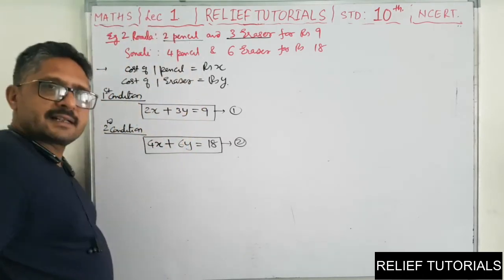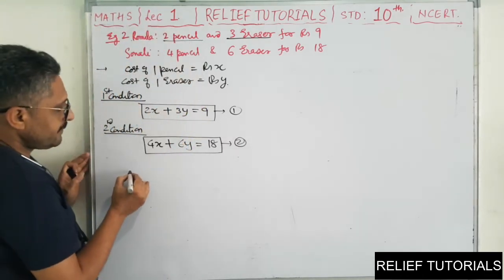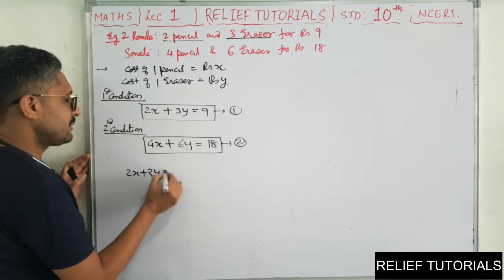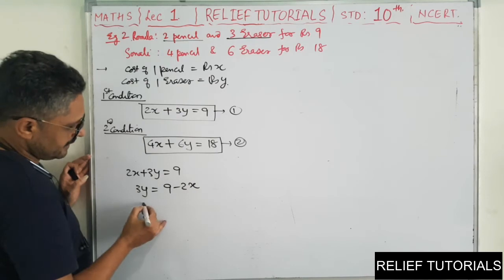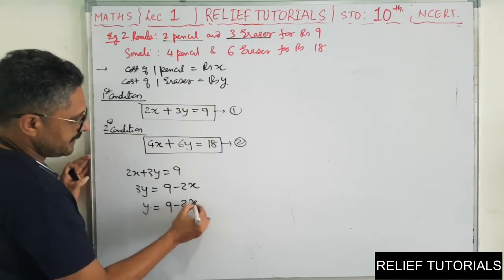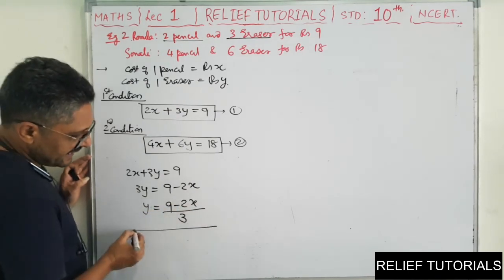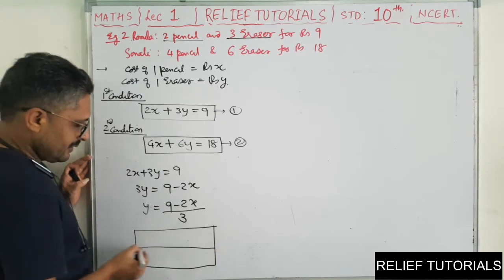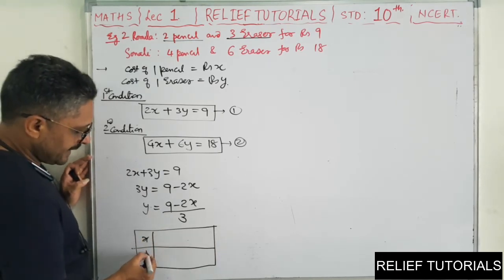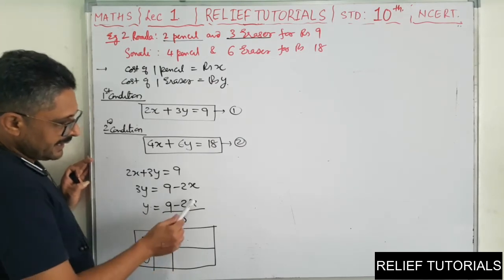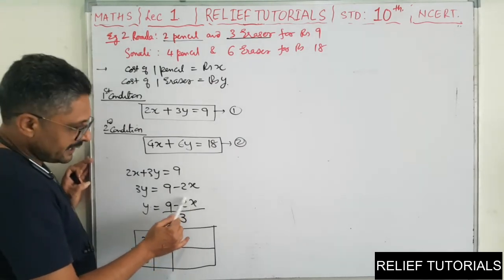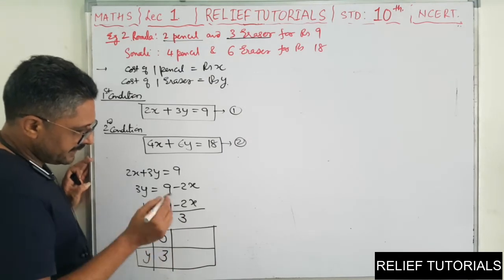Now we will represent both graphically. First equation: 2x plus 3y equal to 9. So you will say 3y is equal to 9 minus 2x. y is equal to (9 minus 2x) upon 3. There is a tradition, so always we find y, x and y. Now you suppose x is 0. 2 into 0 is 0. So 9 upon 3, you will get 3.